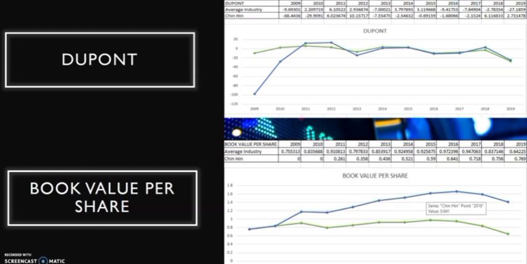Then for the book value per share, we can see Chin Hin made some increase from 2011 until 2016, then had a decline starting 2017 as shown in the graph. So the percentage compared with the industry average is not really far. They just have some values that are sometimes still able to be above the industry average.